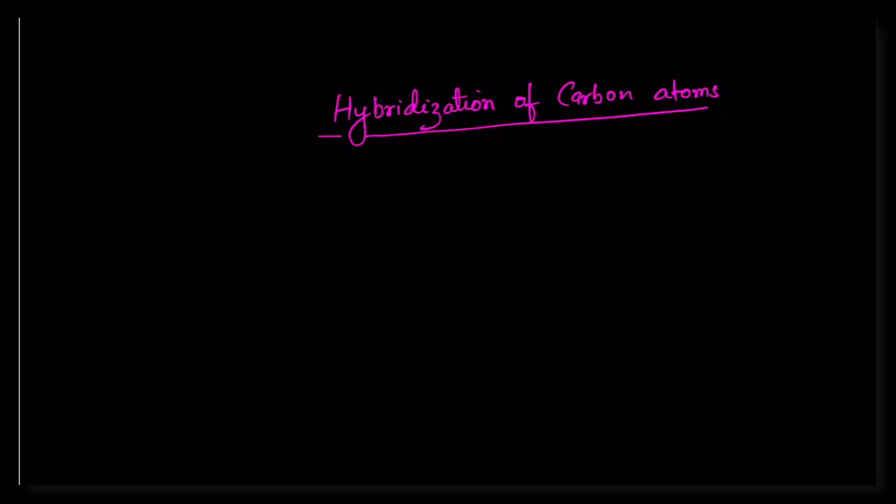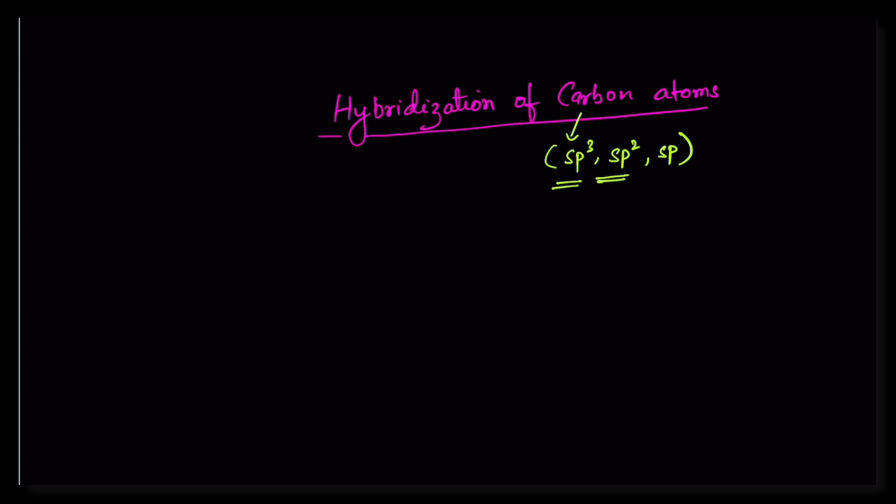Hello and welcome. Today we are going to discuss hybridization of carbon atoms. Carbon shows three types of hybridization, which are sp3, sp2 and sp. We are going to learn what these are and how they affect the geometry and the reactions of any organic compound.